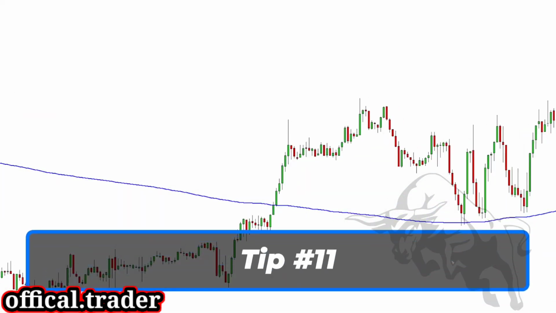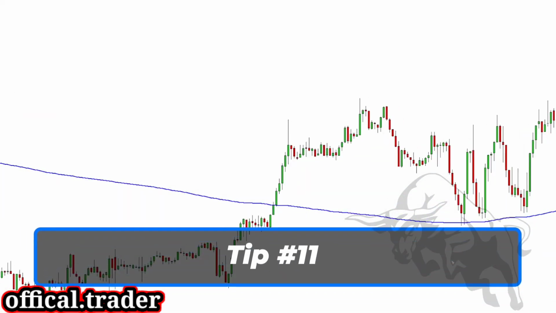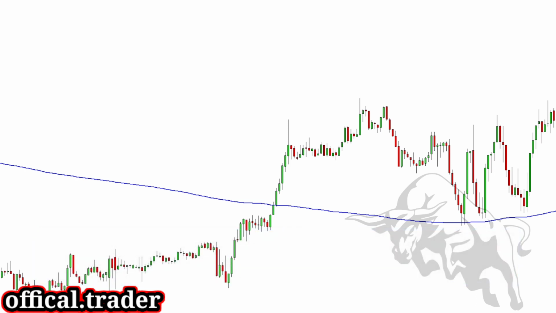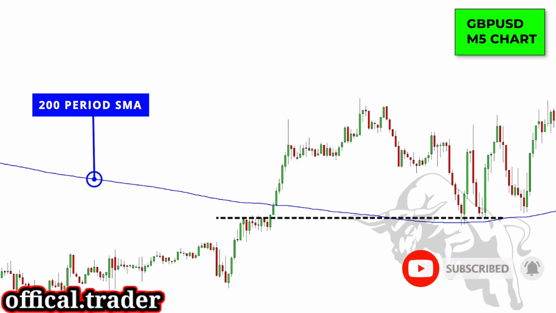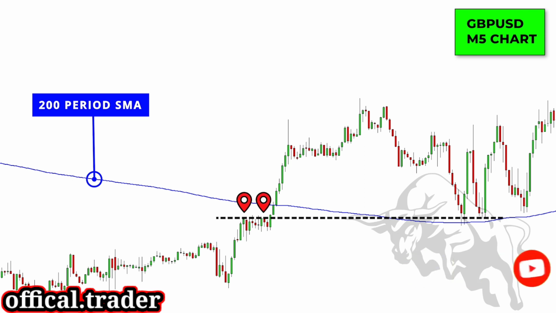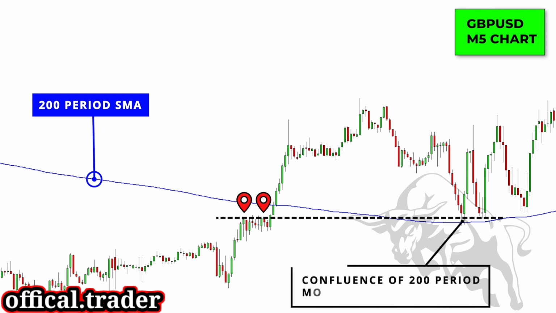Tip number 11 is to combine your levels of support and resistance with a moving average for added confluence. Here we have a 5-minute chart of the pound dollar with a 200 period simple moving average added. We see a breakout to the upside. Prior to the breakout, we have a level of resistance with multiple touches that we can expect to become support when price returns to that level. When price does return, we also have the confluence of the 200 period moving average, adding to the probability of this trade.